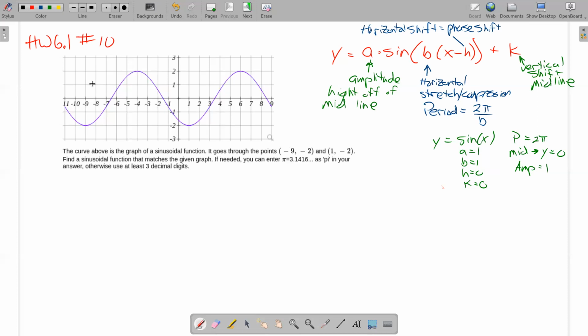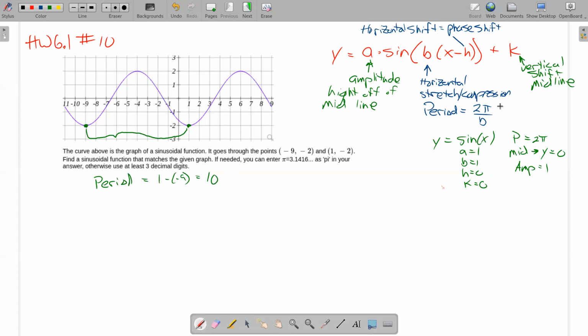So let's see, -9, -2. So we have that point there. And then 1, -2 here. So what I can see from here to here, bottom to bottom, is one complete cycle of the graph. So that's from -9 to 1. So that tells me the period, that's that distance. So that would be 1 minus -9, which is 10.